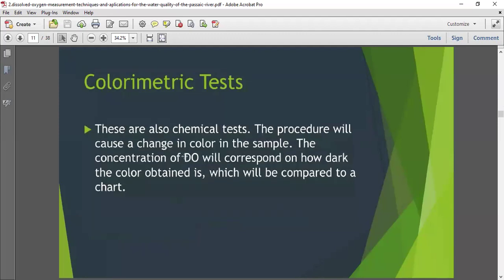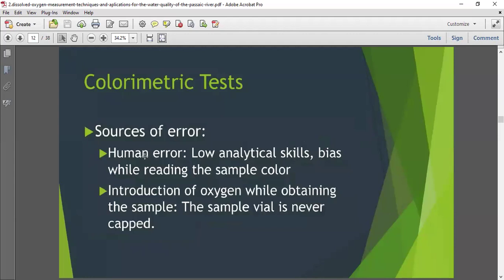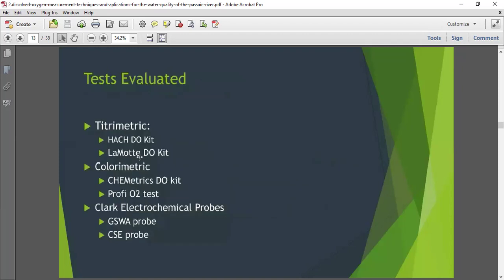Then these are the types of test: colorimetric test, source of error, human error, and now analytical scales. These are the colorimetric tests. Test evaluated: titrimetric test, it is the DO test, DO kit.